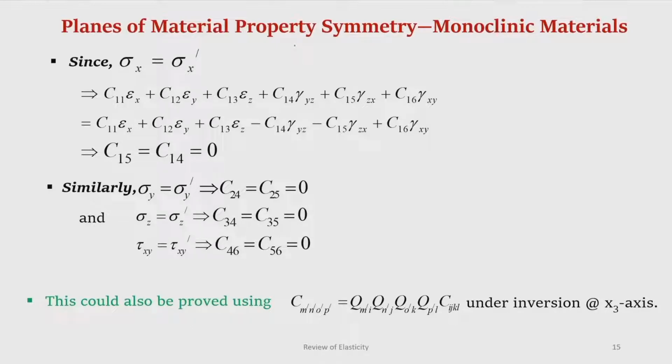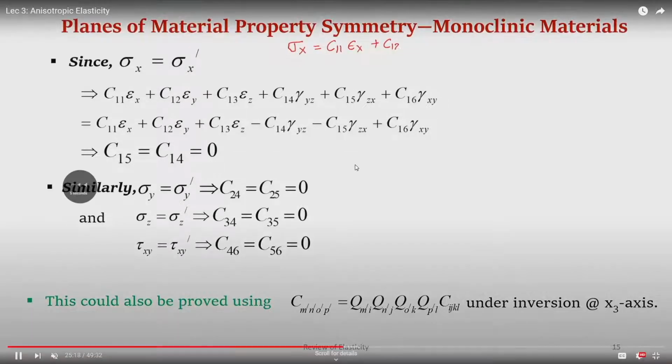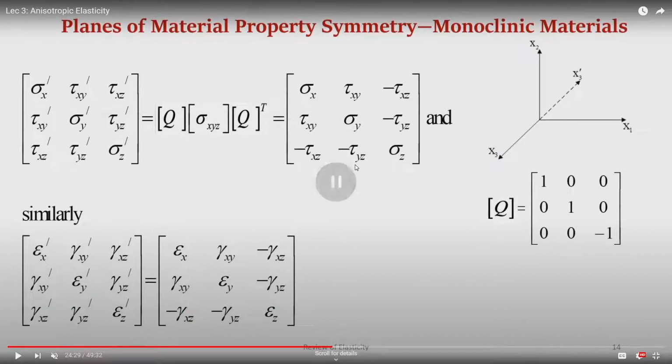That means with respect to that plane, if you rotate this by 180 degree, there is no change in the stiffness or compliance matrix. Now what we have done is, just go back to the previous slide, we have done the stress transformation and strain transformation by this direction cosine matrix when we have changed x3 to x3 dash, that means 180 degree rotation with respect to that plane. After doing this stress transformation, we have seen that sigma x dash and sigma x are exactly equal, it does not change.